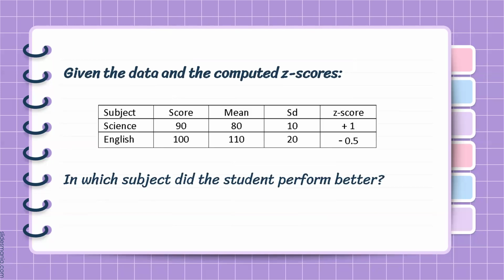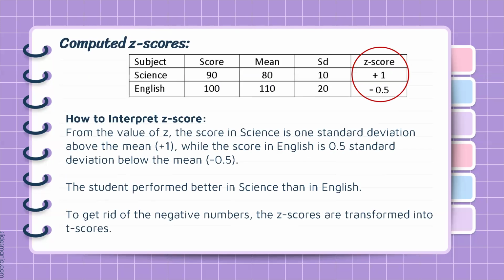In which subject did the student perform better? Now we can compare the two class distributions. From the value of z, the score in science is 1 standard deviation above the mean, while the score in English is 0.5 standard deviation below the mean. So given these z-scores, we can interpret that the student performed better in science than in English.